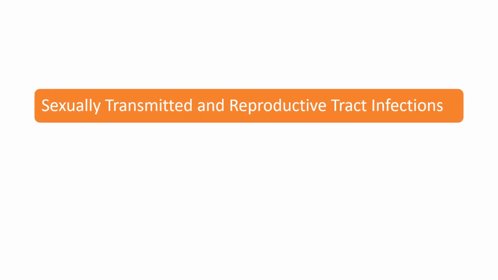Then comes sexually transmitted and reproductive tract infections. Which pathogens do they include? What are the different pathogens which cause sexually transmitted infections? If you know any of them, you can type in the chat box the different infections and which organism causes them. So we know gonorrhea, and we must know everything about gonorrhea.